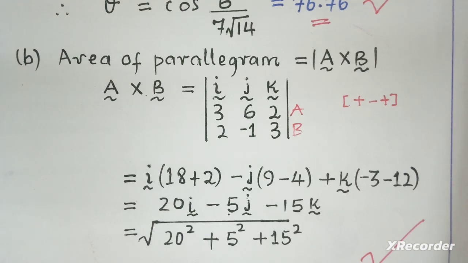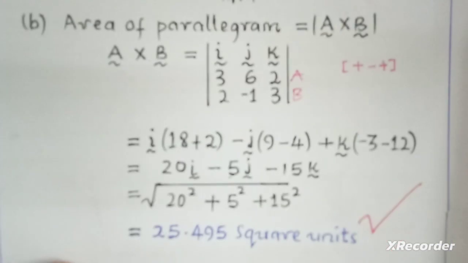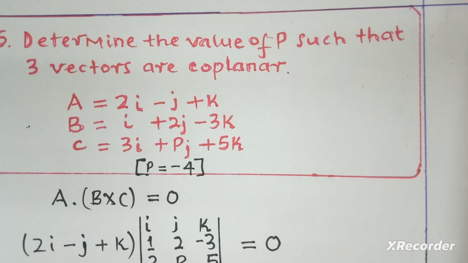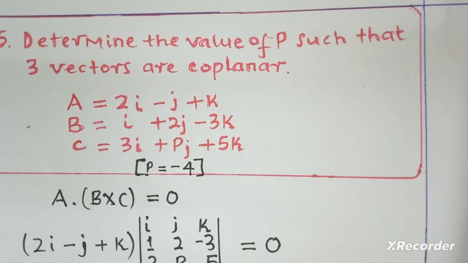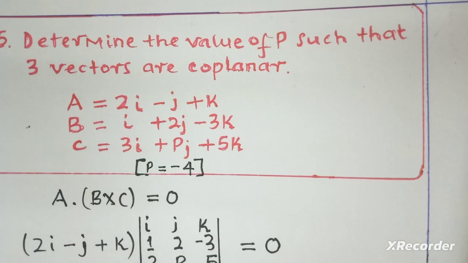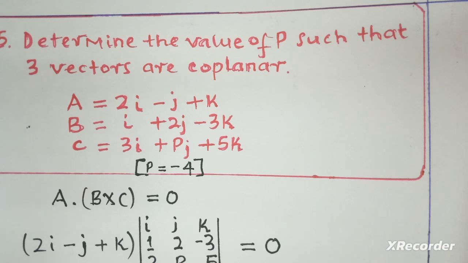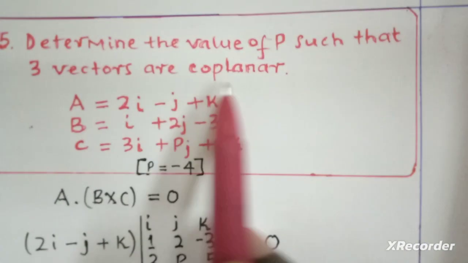And so, guys, we continue from there. Question 5, this one reads: determine the value of P such that three vectors are coplanar.